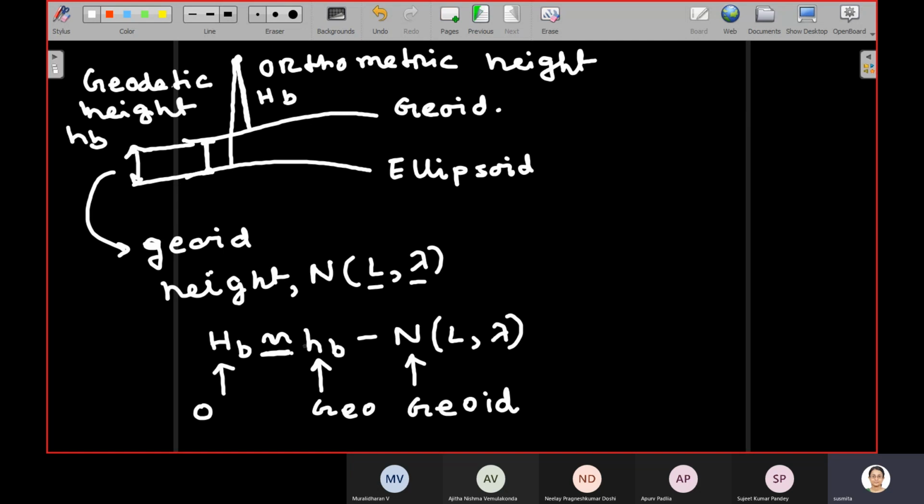For example, in case of mapping, we require orthometric height. We are interested in finding the height of the point above geoid. So then we need to calculate the orthometric height. But the system actually gives geodetic height. Then internally, it has to use the geoid table, okay, to convert the calculated or estimated geodetic height to orthometric height.